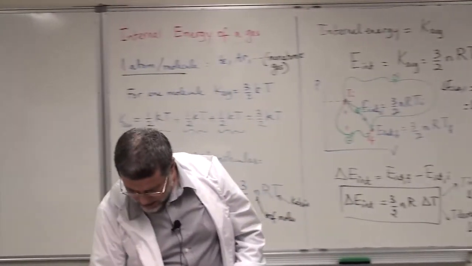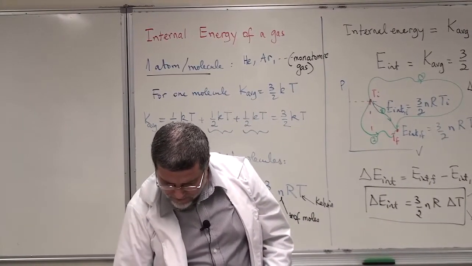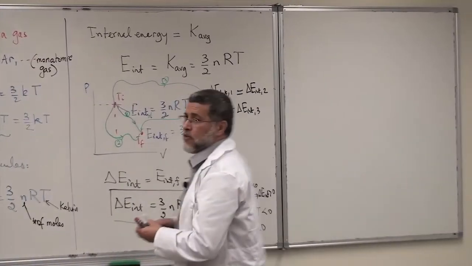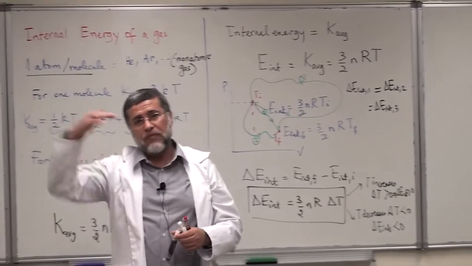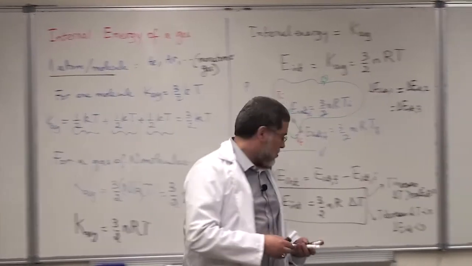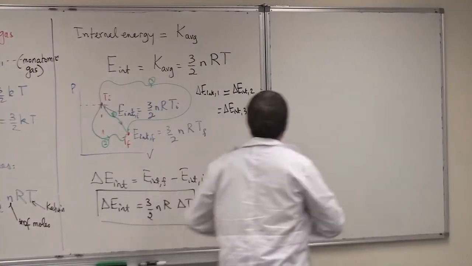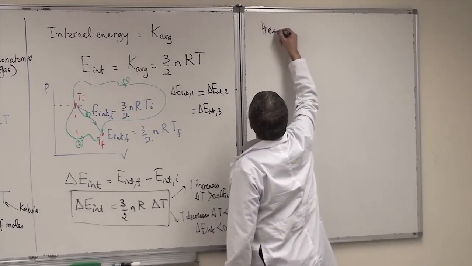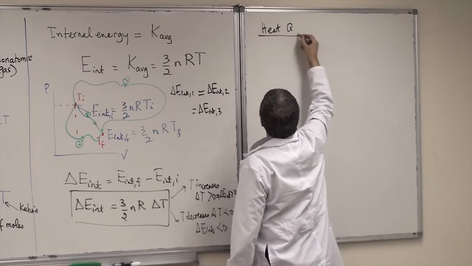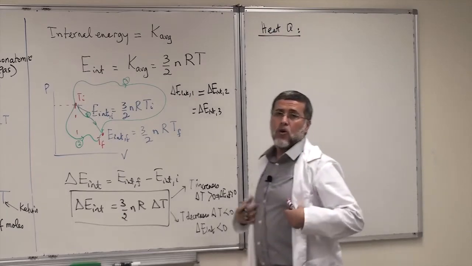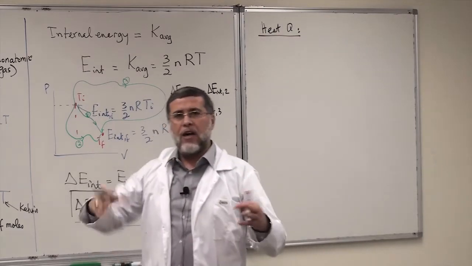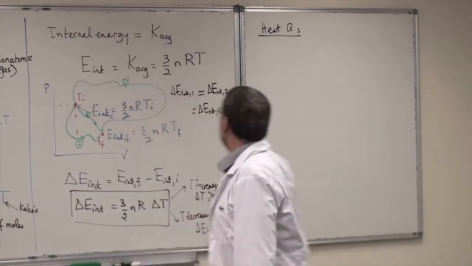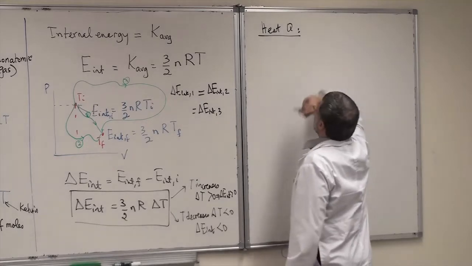Now let me talk about the heat. Dr. Salam has given you the work done for different processes. Let me now give you the heat for different processes, okay? The heat Q. A gas can absorb heat or can lose heat. So if the heat is absorbed, it will be positive. If the heat is lost, it will be negative. So let's look at the heat Q for different processes.